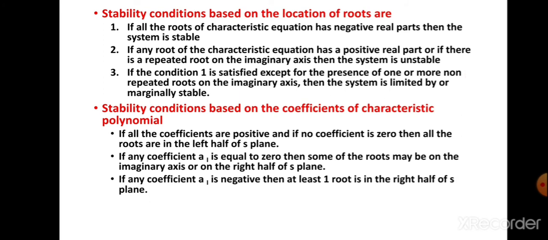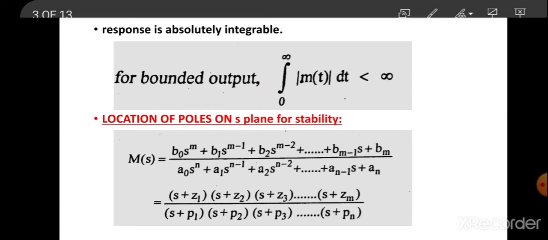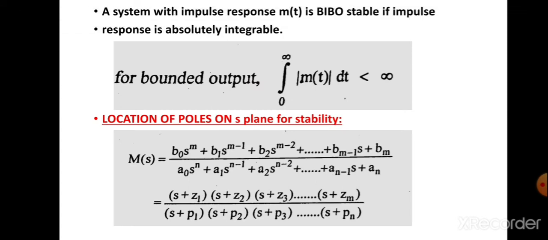Okay. And the next condition: stability conditions based on the coefficients of the characteristic polynomial. Now you have defined the stability condition based on the location of roots on the real and imaginary axis. Now if you consider the characteristic equation as this polynomial, a0 s raised to n plus a1 s raised to n minus 1 plus a2 s raised to n minus 2 plus etc. equal to 0, then we can define the stability based on the coefficients of this polynomial, where the coefficients are a0, a1, a2 etc. up to an. We will look at the coefficients and define the stability.